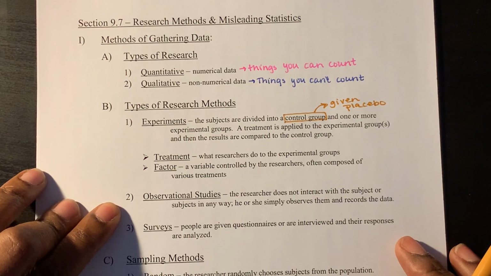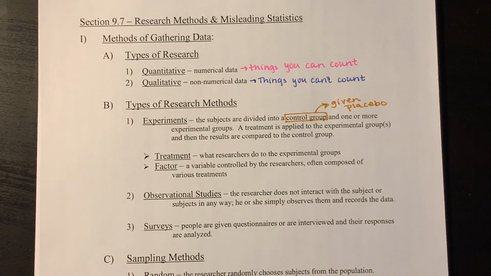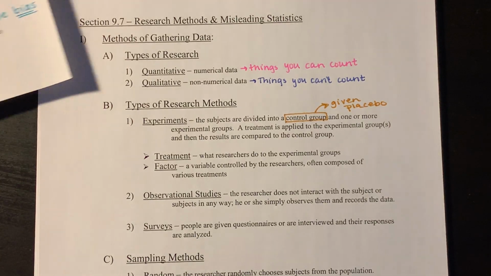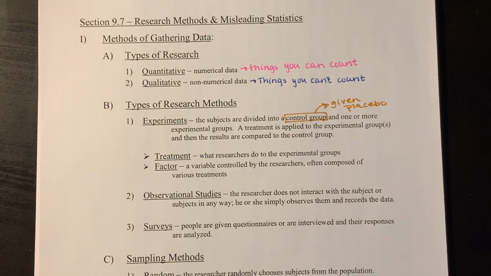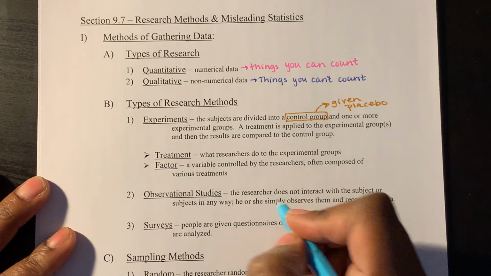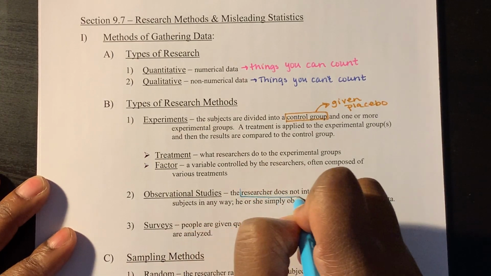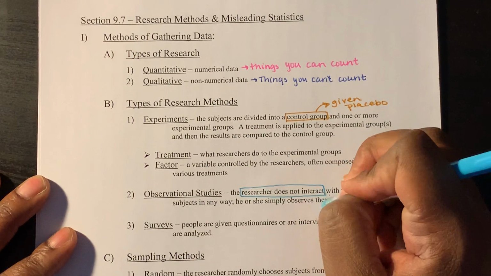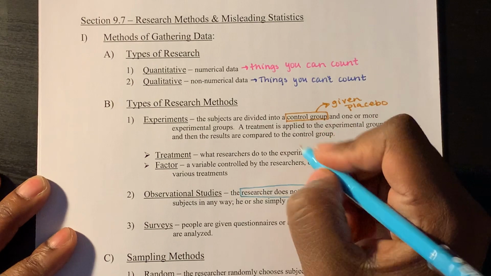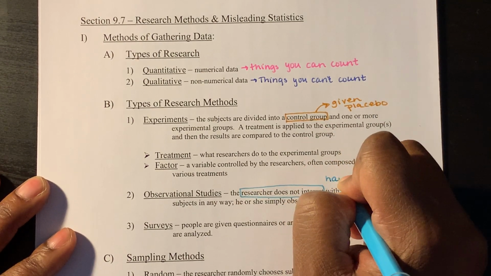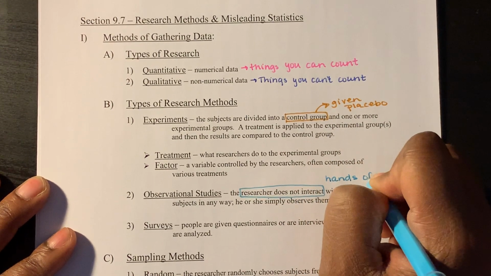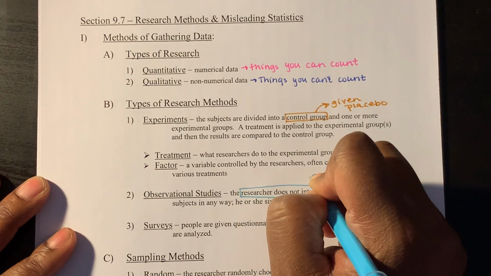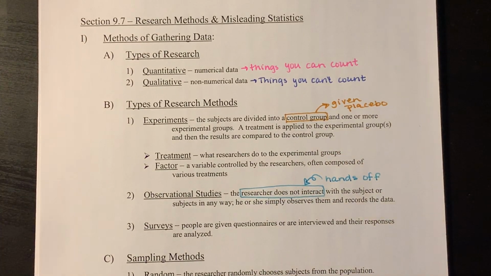So if we're talking about observational studies, the big main thing on this one that you want to make sure you pay attention to is that the researcher does not interact. So in this case, this is a hands-off type of study. Okay, so this one, the researcher is not going to have anything to do with it.